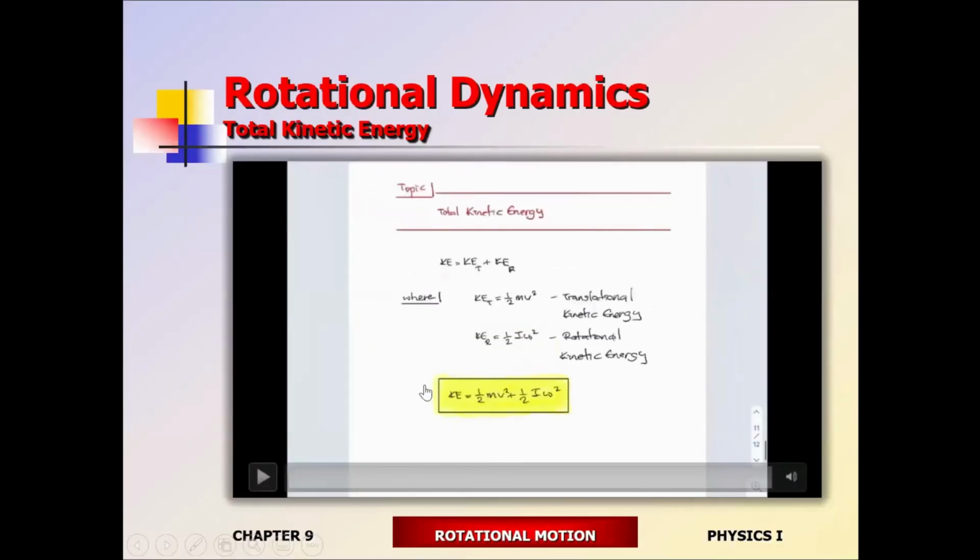All right, so it's like a tire. When the tire is rotating, it's going to have 2 types of kinetic energies. One is going to be the rotational kinetic energy. The other one is the kinetic energy of the center of mass. It's going to be moving linearly.